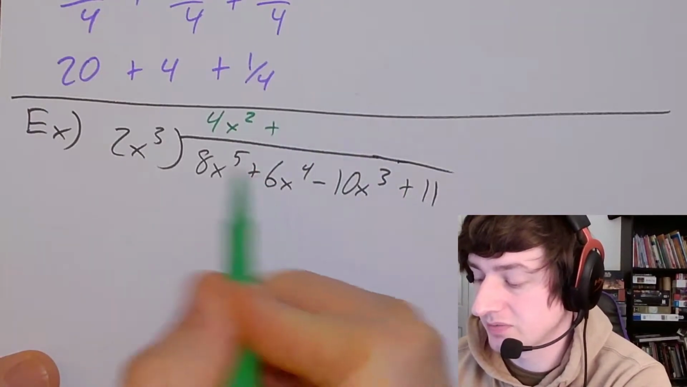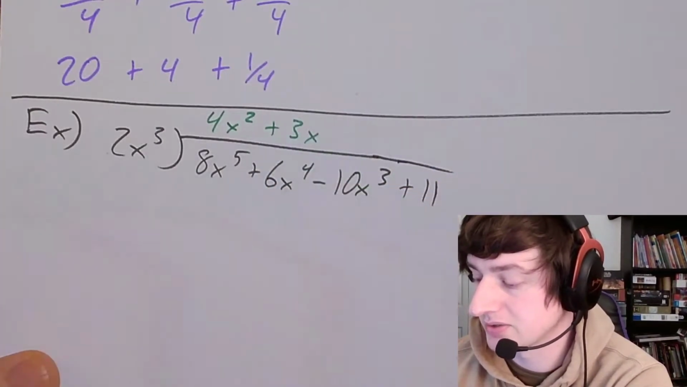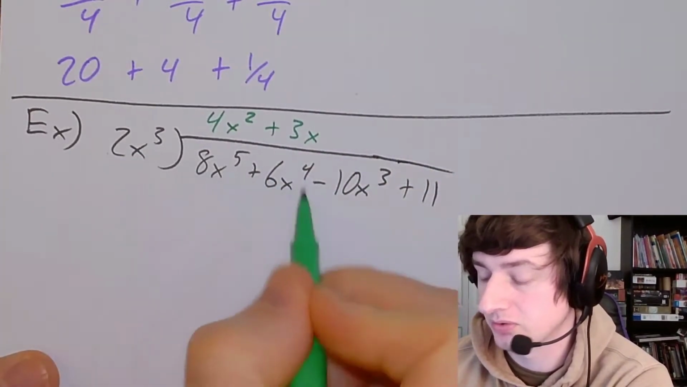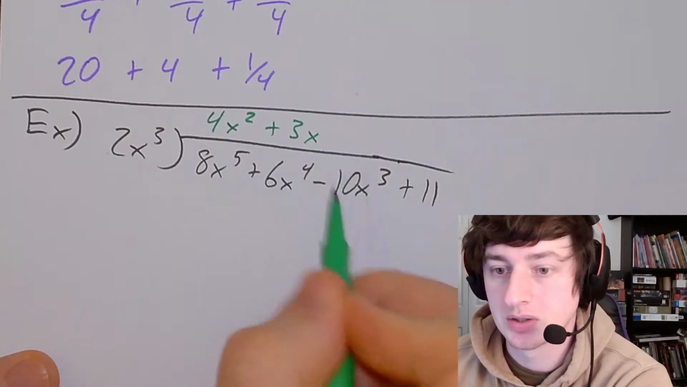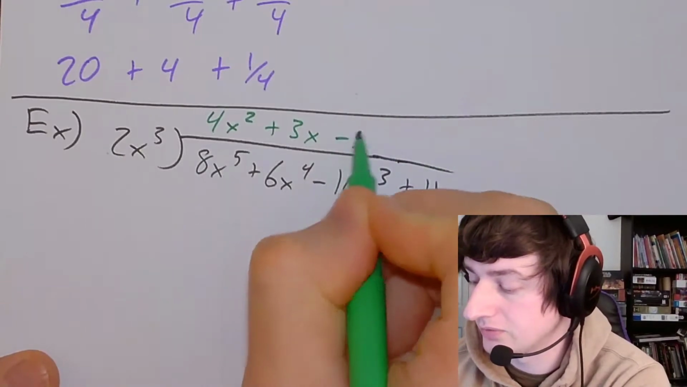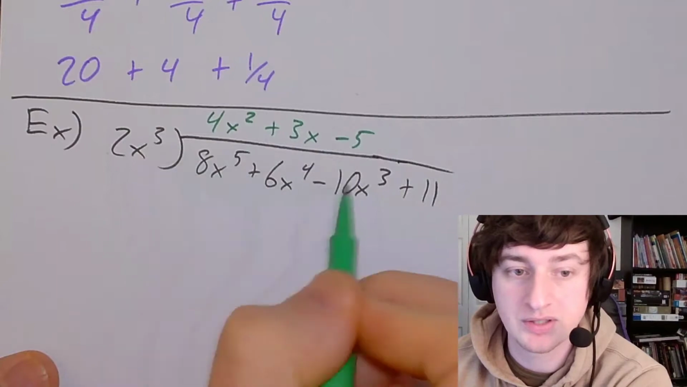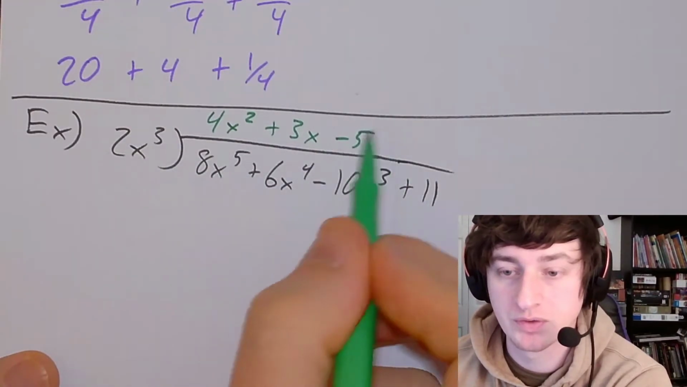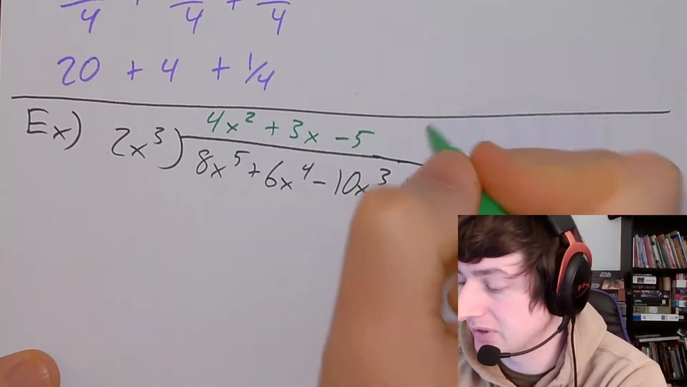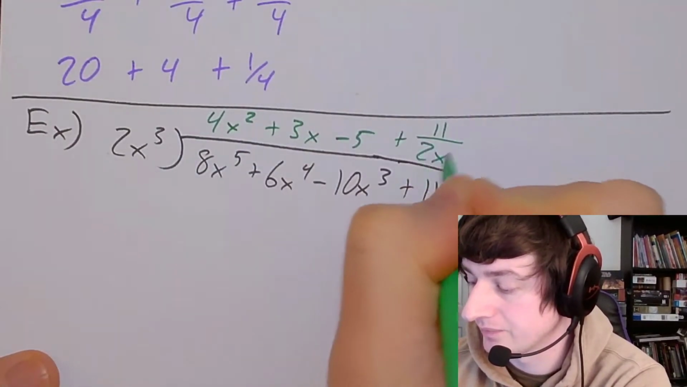Plus 6 divided by 2 is going to give us a 3. A single x, because 4 minus 3 is a single x. And then left here, we have negative 5. Negative 10 divided by 2 is negative 5. X cubed divided by x cubed, no x left over. And then we have this 11, so we'd write plus 11 over the thing we divided by.